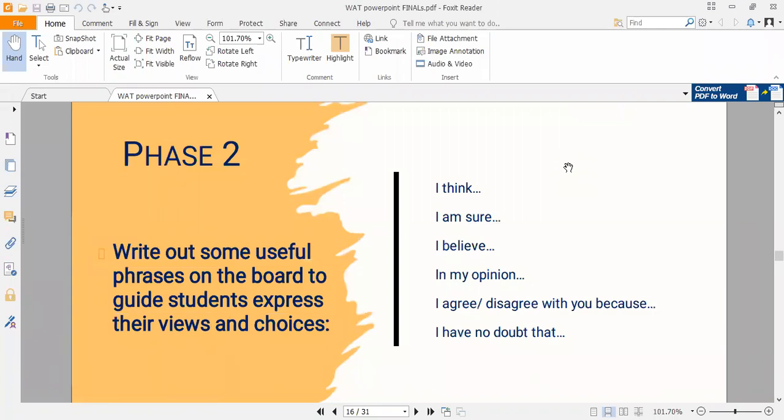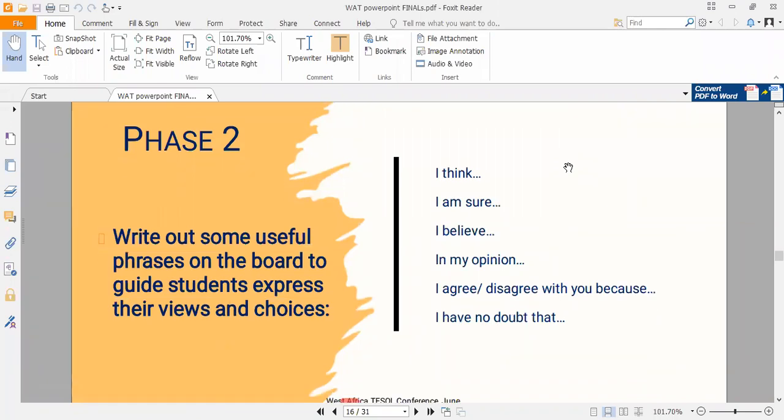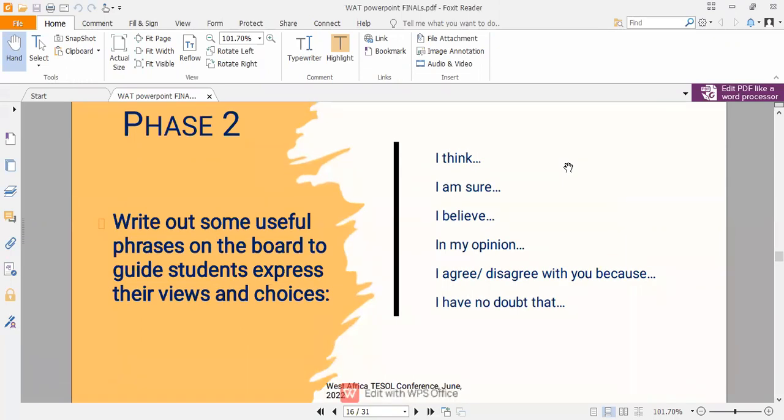Phase 2 of our lesson was the collective phase of the ranking activity. Here, students had to harmonize the arrangement of adjectives, because in phase 1, they did individual work. So phase 2 was collective, and in the small groups that we created, they had to come together and come up with a final version of it.